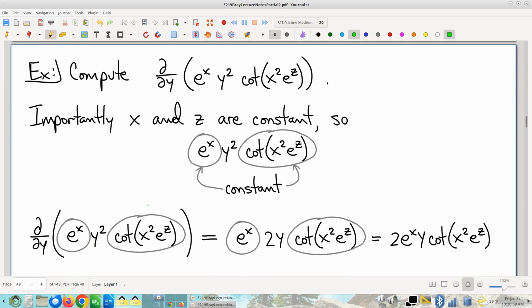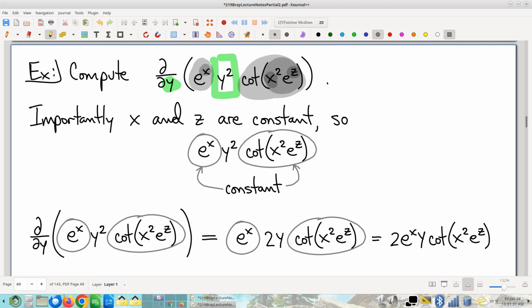So, sure, y is a variable. That means y squared is going to be something I'm going to have to take a derivative of and treat as not being a constant, because it's not a constant. But x is a constant. That means e to the x is constant. X is a constant, z is a constant, that means this thing here is a constant, that means this whole thing here is a constant. Great, big, ugly, sure, but still constant.